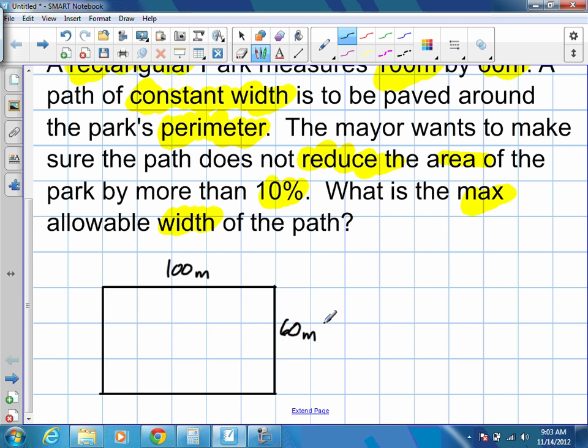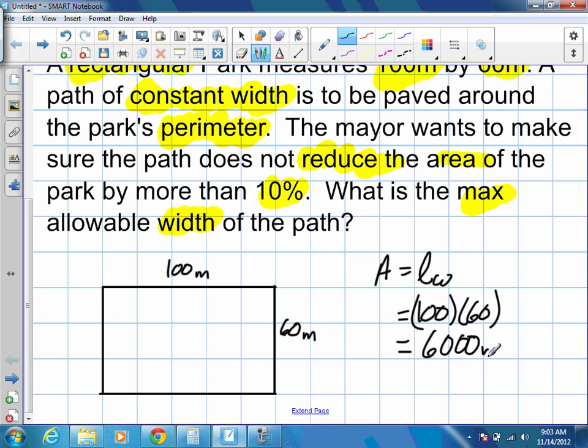So what is the area of this park? 6,000. The area of this will be the length times the width. We'll call the length 100 and the width 60. So the area of this park right now is 6,000 meters squared.